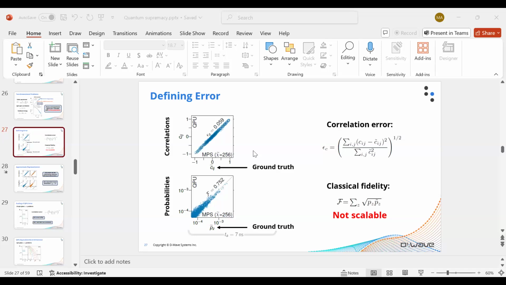I see. But why does the error stay constant in time for the QPU? When you have 2 nanoseconds, 7, 20, it's almost the same. Yeah, because the QPU is coherent, the error is probably due to some miscalibration or something, which is the same as a function of time. If you continue beyond 20 nanoseconds, decoherence starts hitting you and it goes up. Okay, thanks. You're welcome.